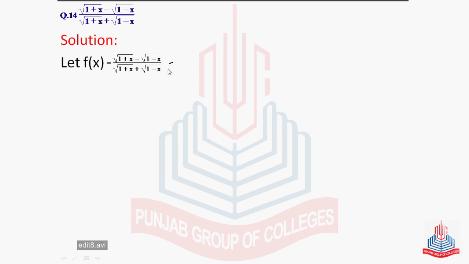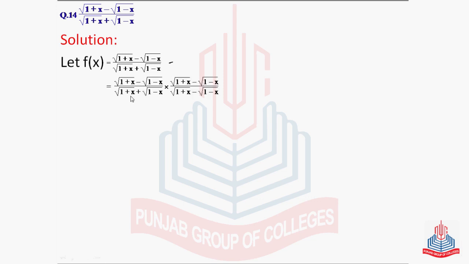Again, if we see this question, this is of the form f(x) over g(x), so we can apply our quotient theorem here, but that will be more complicated to start differentiation. So first we simplify this question by applying rationalization, multiplying this expression by √(1+x) − √(1−x) in both numerator and denominator.